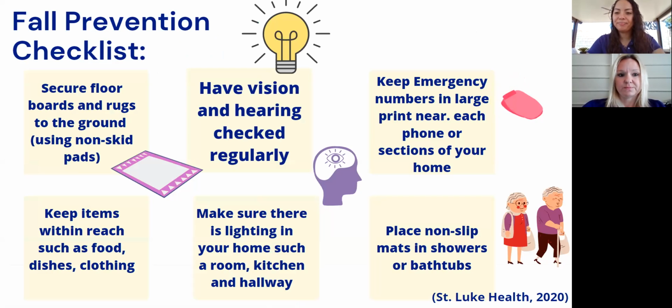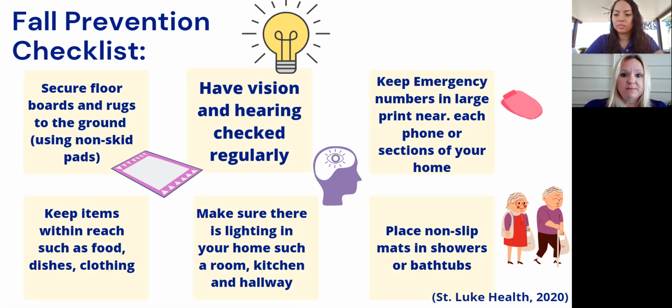Okay. So now we'd like to talk about a checklist. A fall prevention checklist is just some healthy reminders of keeping our environment, our homes, wherever we're at, safe. So one item is to secure the floorboards and rugs to the ground using non-skid pads.